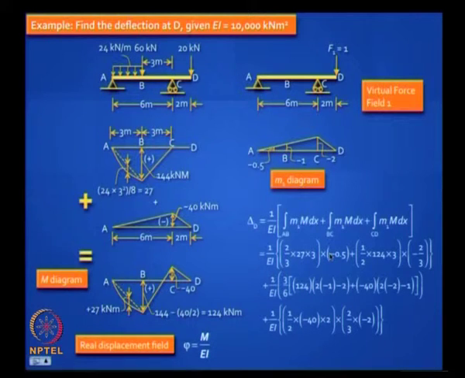Then you take this difference, which is 124, so the area of the triangle is half into 124 into 3. The ordinate of the centroid of this is at a distance of 2/3 from here, so it is into minus 2 by 3, you can work it out.